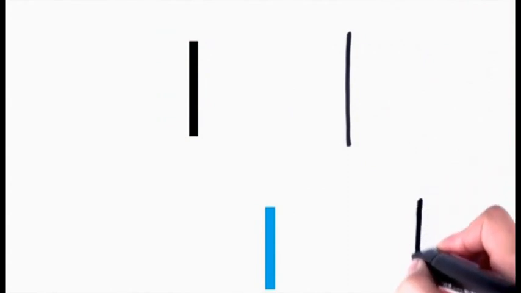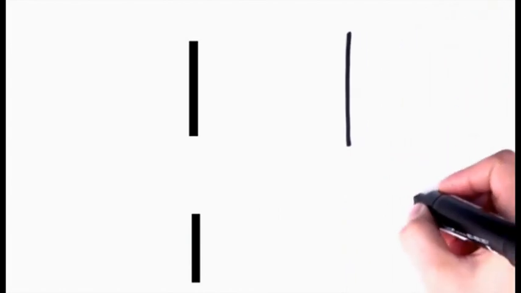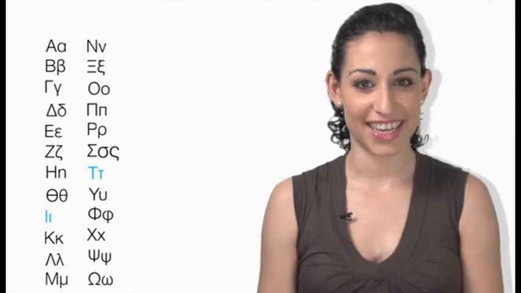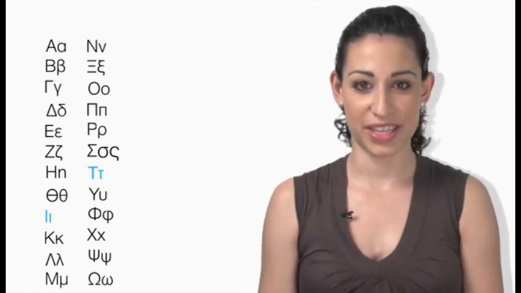Iota. And this is what the lowercase iota looks like. Iota. Notice how the bottom curves slightly when it's handwritten. Let's do it again. Here's the uppercase form, and here's the lowercase form. All these were pretty easy, weren't they? Let's see what we can do with them.